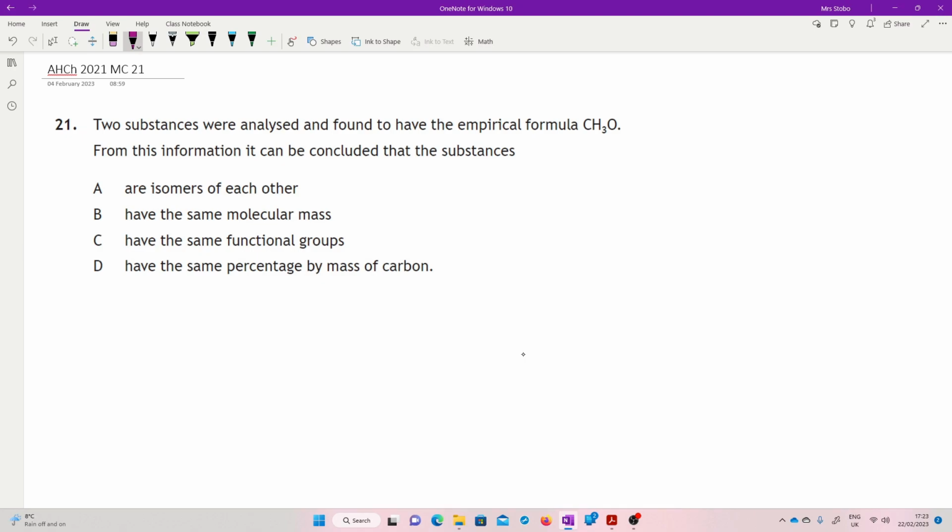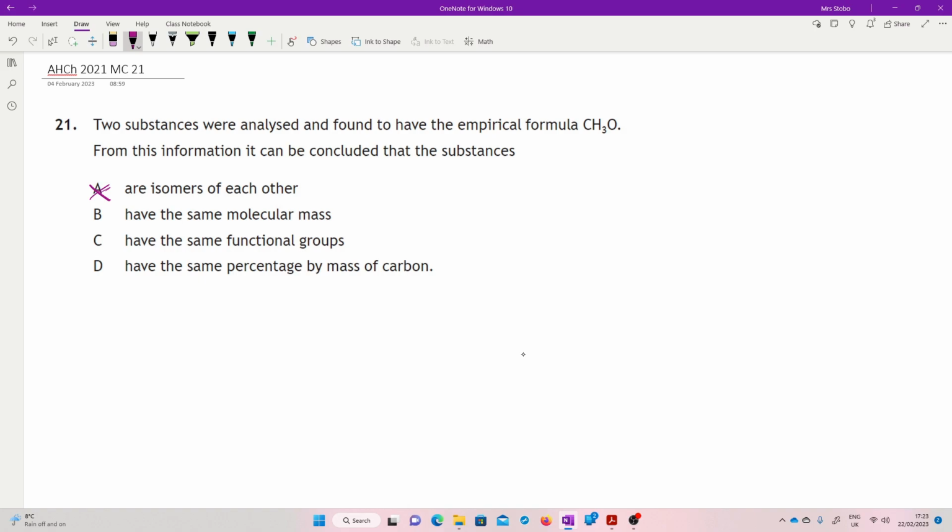Question 21. Two substances were analysed and found to have the empirical formula CH3O. From this information, it can be concluded that the substances... be very, very careful here. Isomers have to have the same molecular formula and a different structural formula. This is empirical, it's not molecular. You don't conclude that they are isomers because you don't have a molecular formula.